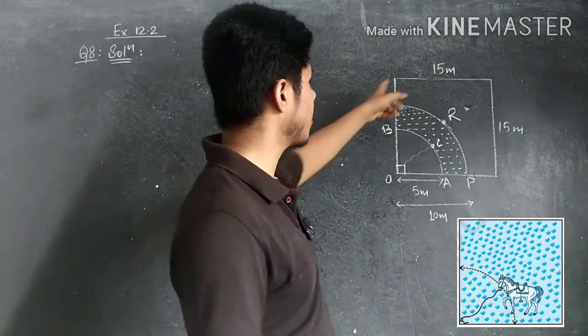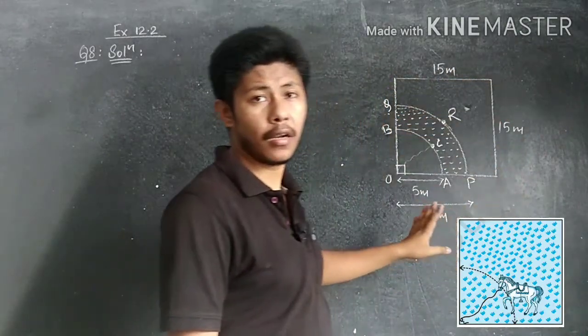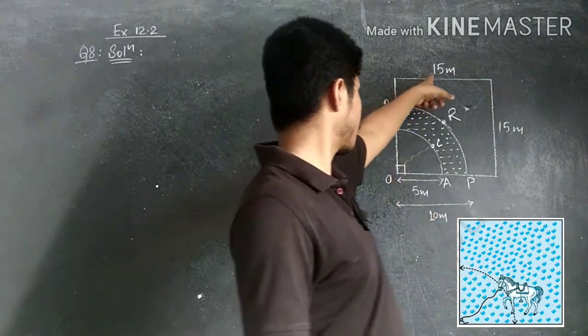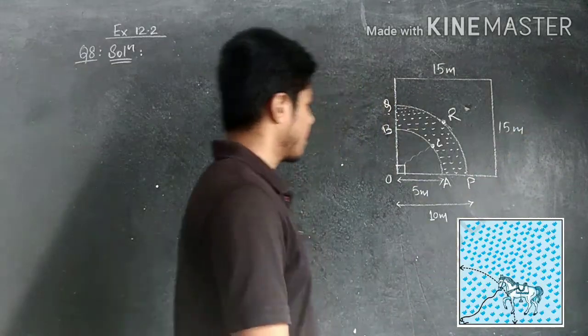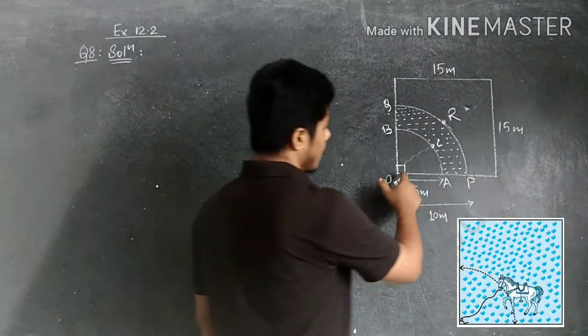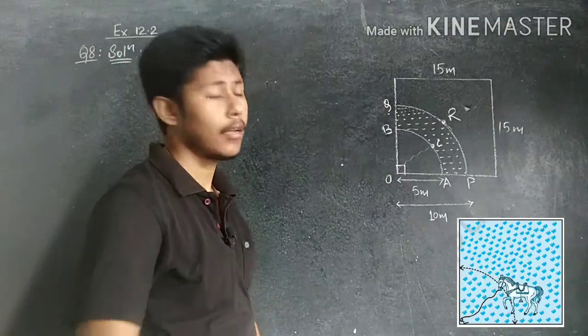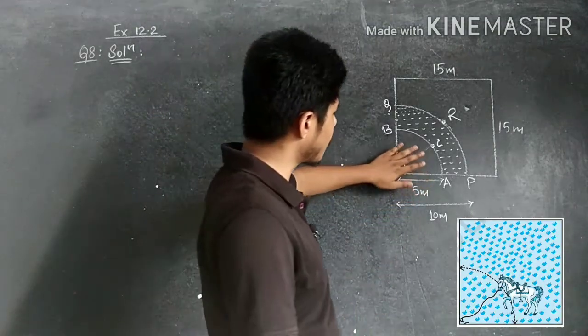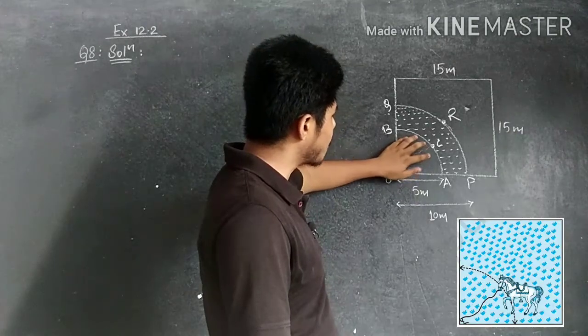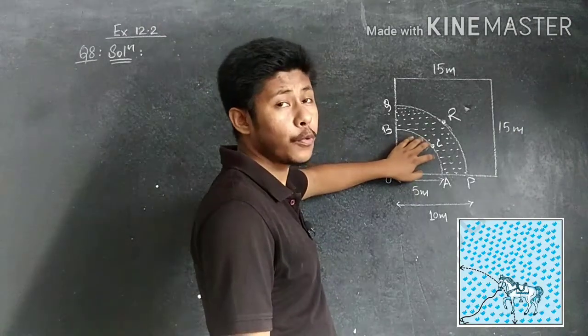Now this one is already mentioned as a square field. So that's why the length of the square is here 15 and 15. So in this case it is mentioned. So if it is a square field, obviously this angle is how much? 90 degree, isn't it? So first of all we have to find out this portion first.